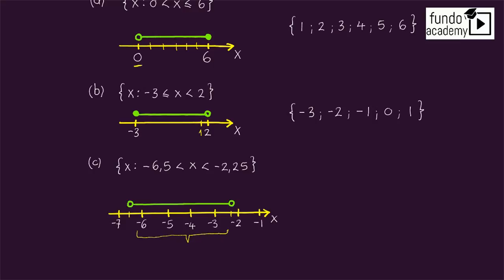So these are the values that we are talking about, starting from negative 6. So we've got negative 6, negative 5, negative 4, and negative 3. These are the only integer values that we are finding from the range supported by the inequality, negative 6.5 to negative 2.25.